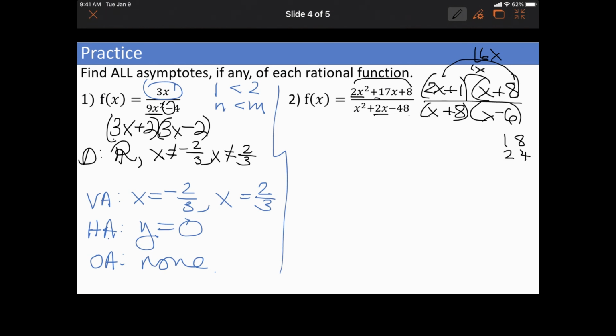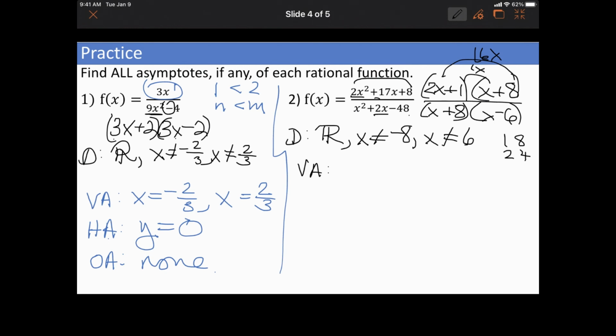All right, so my domain, and you're like, Miss Mendoza, do I have to find the domain? No, but it's really, really good practice. And again, so you know the difference between domain and vertical asymptote. All right, so the domain, you see I didn't change it. It's still that. Because in our next lessons, we're going to be graphing. So it's really good just to have this all set up because you're going to need the domain.